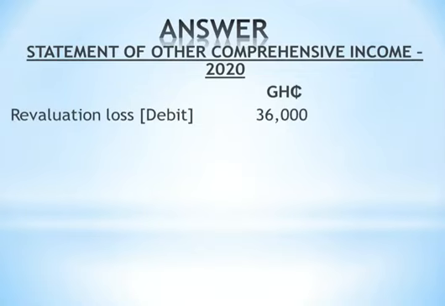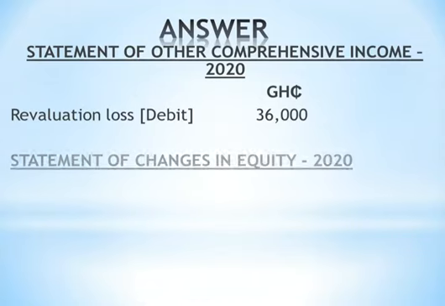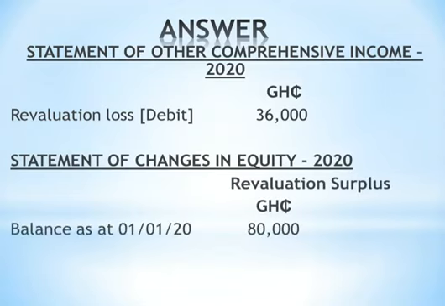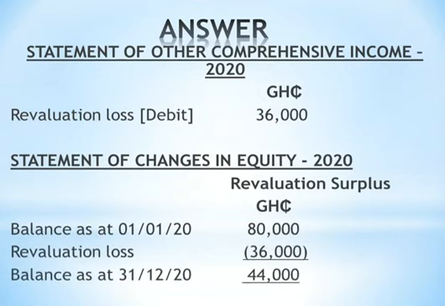Then there is a need for us to transfer this revaluation loss to the statement of changes in equity, where we are going to show the changes which have occurred on the revaluation surplus during the period. So we show the revaluation surplus column, where we bring the opening balance of the revaluation surplus, which per the question we were informed was 80,000, and then the loss that we recognize in the OCI, we bring it here as 36,000, so that we can get a closing balance that we need to transfer to the statement of financial position. So we'll send a closing balance of 44,000 to the statement of financial position as an equity item.